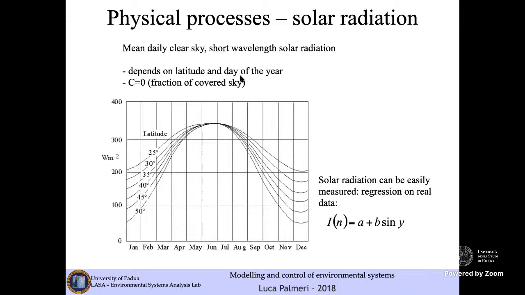Of course, this radiation is assumed to arrive on the system on a mean daily clear sky, which we may subdivide into short wavelength solar radiation. Of course, it depends on latitude and day of the year, and in order to include the effect of clouds, we may introduce a coefficient, that is the fraction of covered sky. So these plots are obtained in conditions in which the fraction of covered sky is 0 in average, or mean daily.